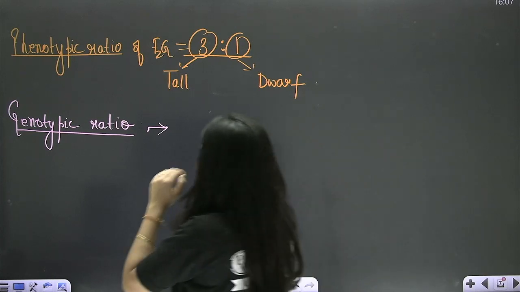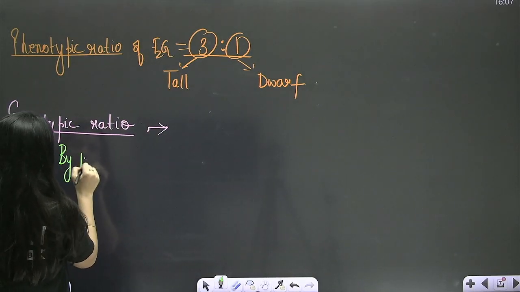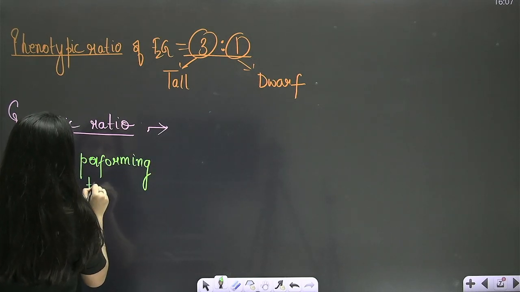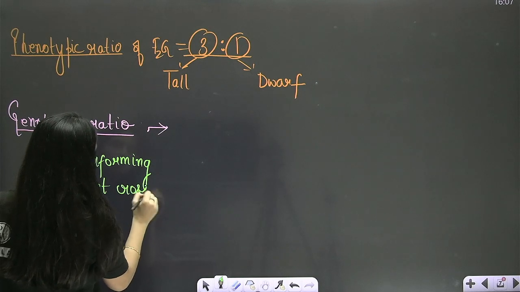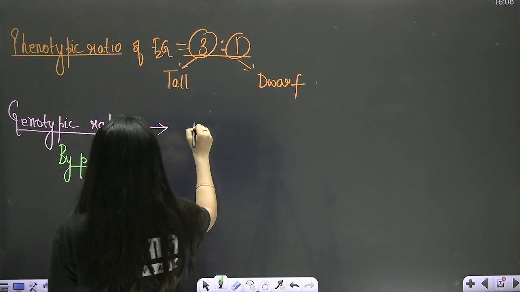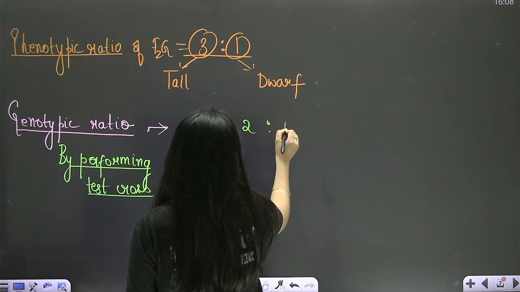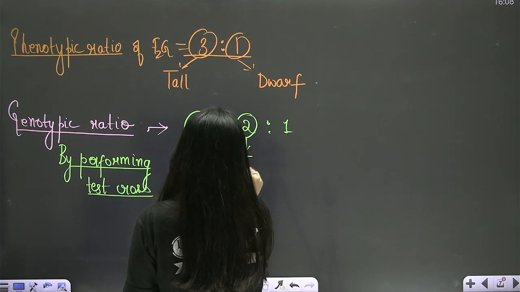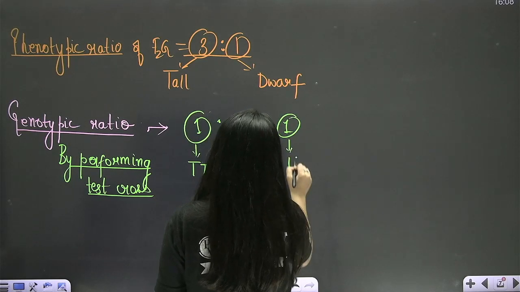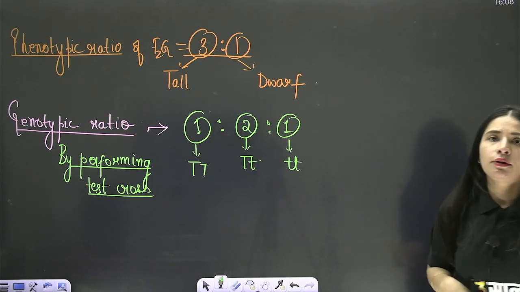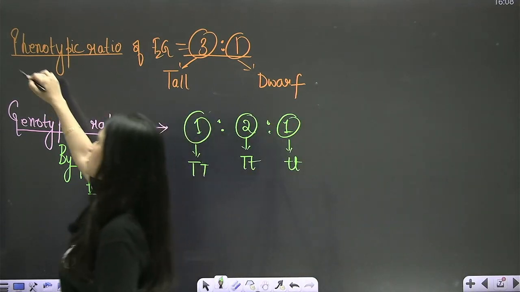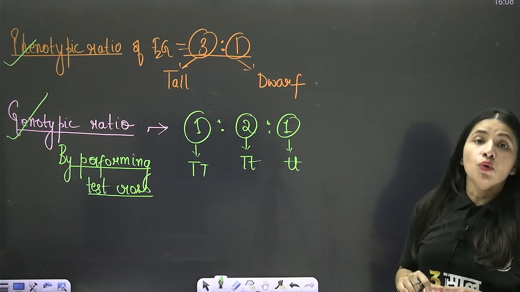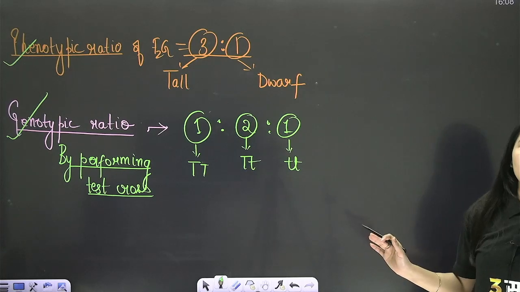So what are you going to write? By performing test cross, we can calculate the genotypic ratio, which is 1:2:1, where 1 stands for homozygous dominant, 2 stands for heterozygous dominant, and again 1 stands for homozygous recessive. So this is going to be the answer, your phenotypic and genotypic ratio for monohybrid cross in their F2 generation.